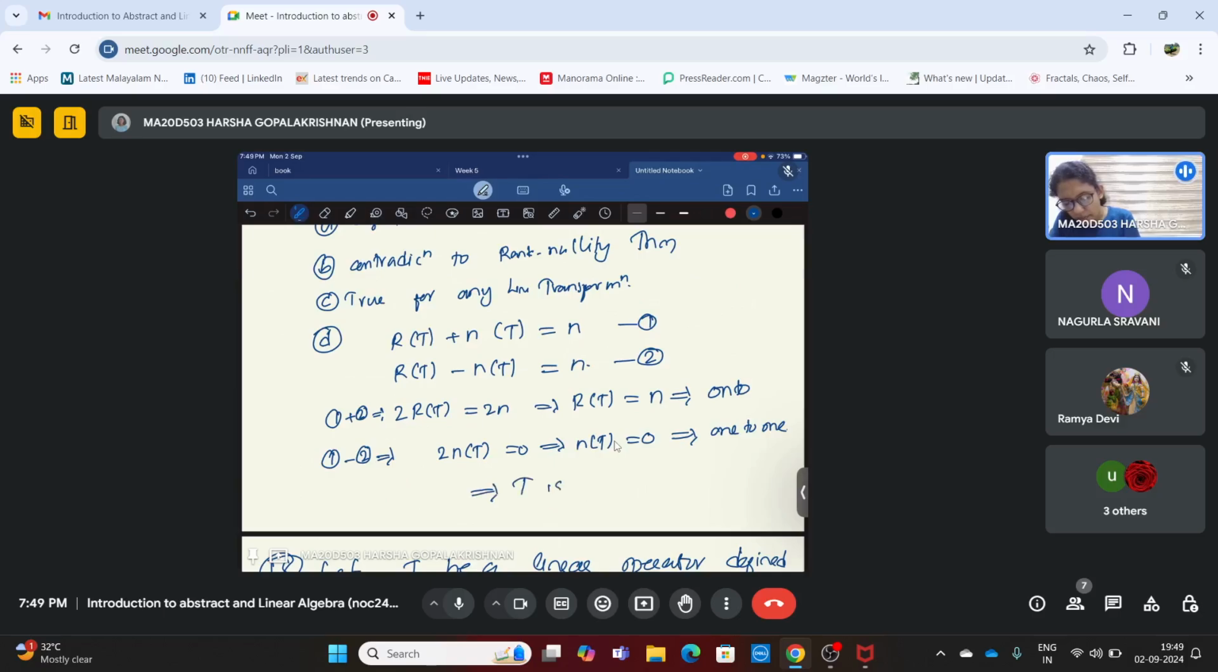So T is a bijection. So these two conditions together, that means this is a bijection, and this we got from the given question. Okay, so we got T is a bijection in this case.